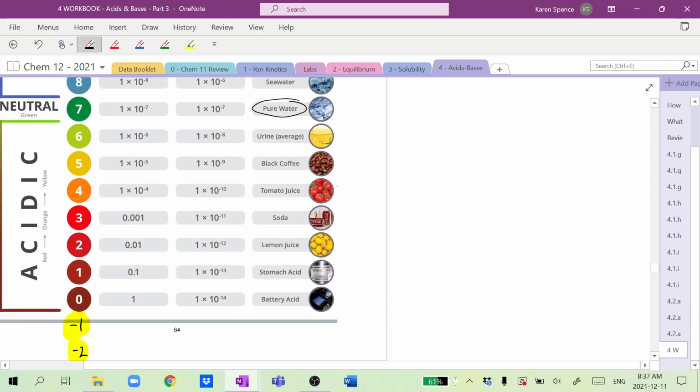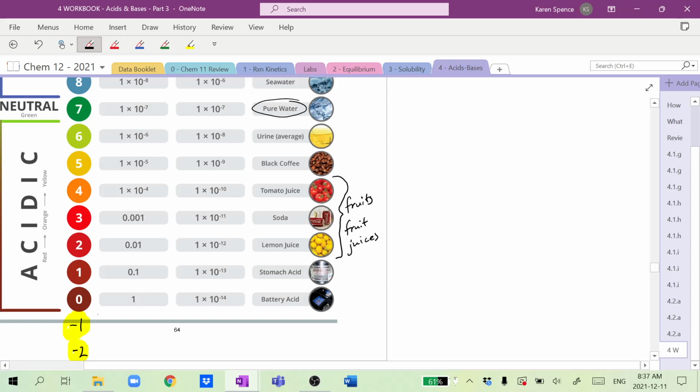Down in our acids, you'll notice we have some fruits and fruit juices down here. Okay, we also have coffee, stomach acid, yuck, that's why it tastes so terrible coming up, because it's a pH of 1, and battery acid, which is in your car battery.